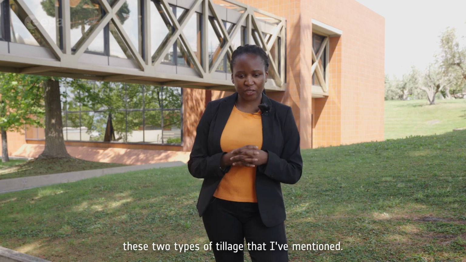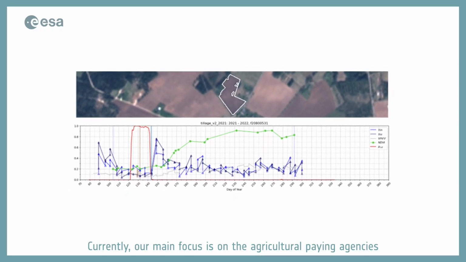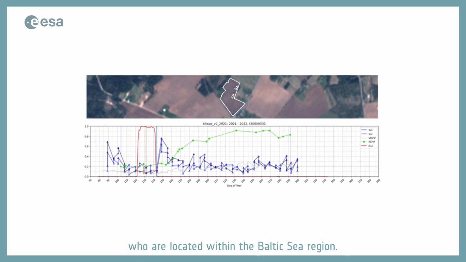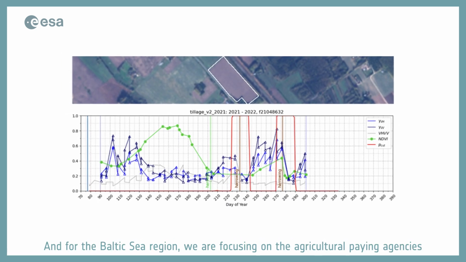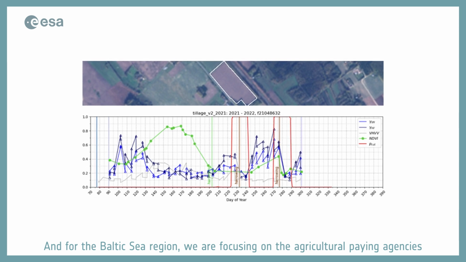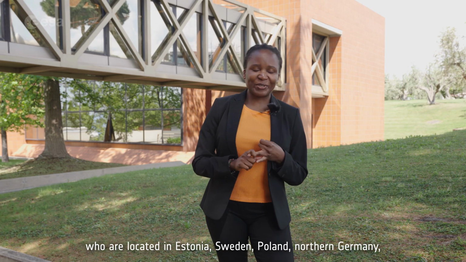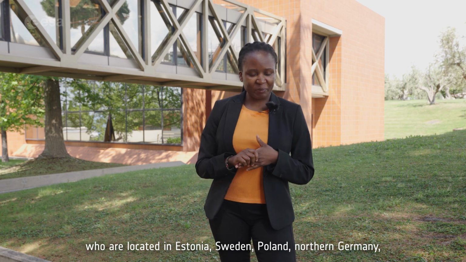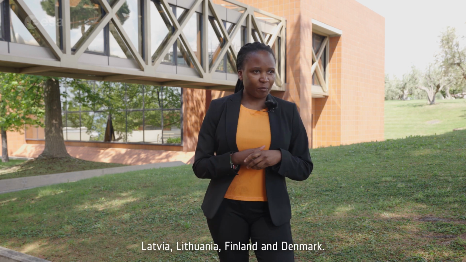Currently, our main focus is on the agricultural paying agencies who are located within the Baltic Sea region. And for the Baltic Sea region, we are focusing on the agricultural paying agencies who are located in Estonia, Sweden, Poland, Northern Germany, Latvia, Lithuania, Finland, and Denmark.